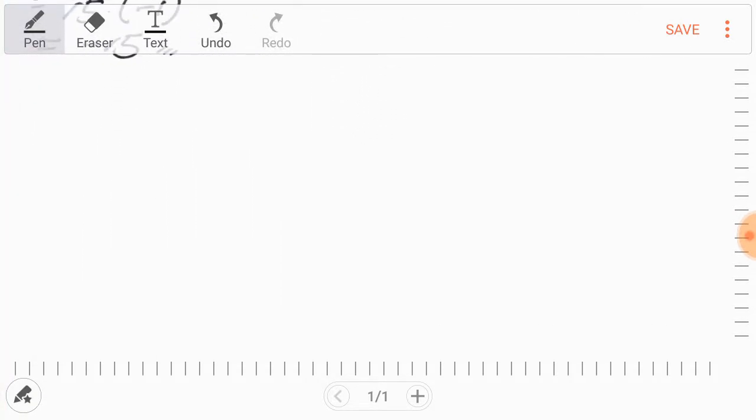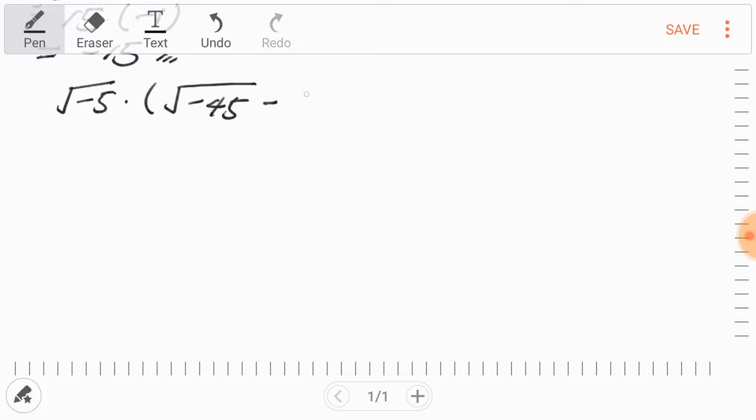Okay, next example is a product of square root of negative 5 and parentheses, and the parentheses contain two square roots of negative numbers. Then how do we multiply this? First we need to write this expression in i form and then simplify its square root.